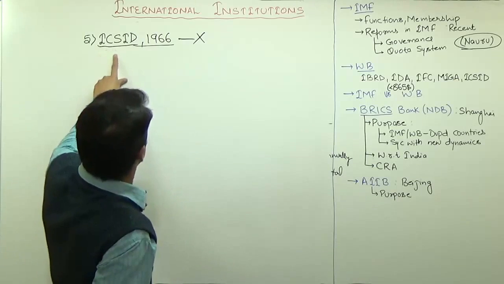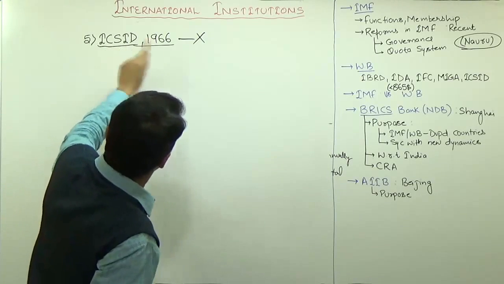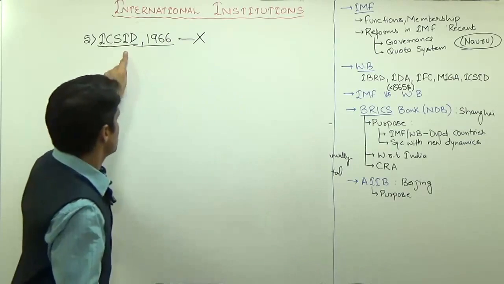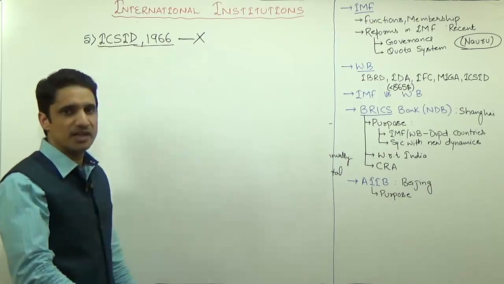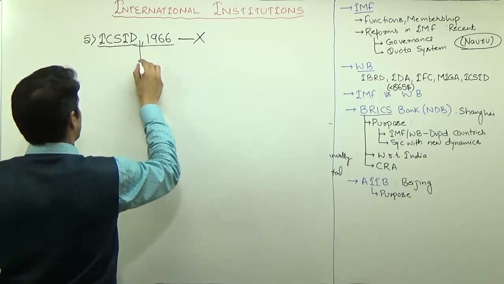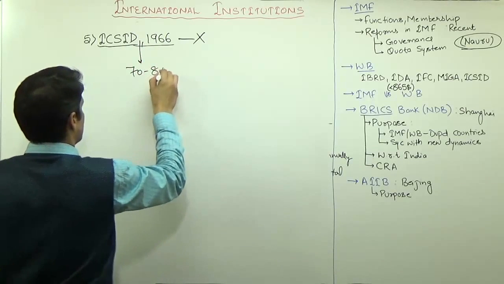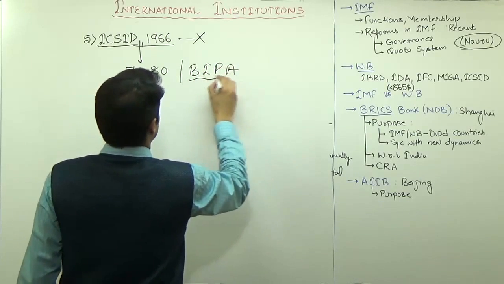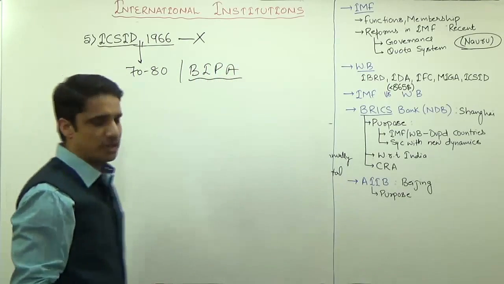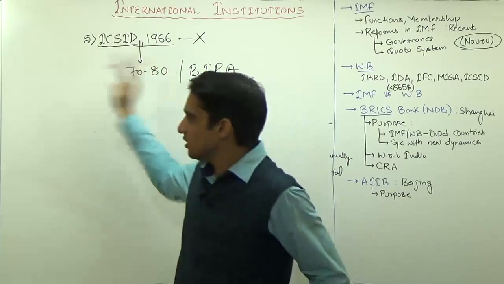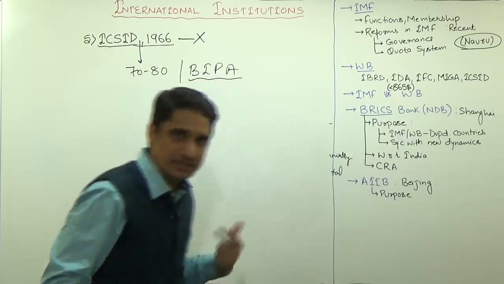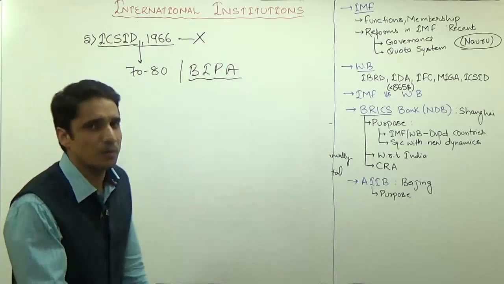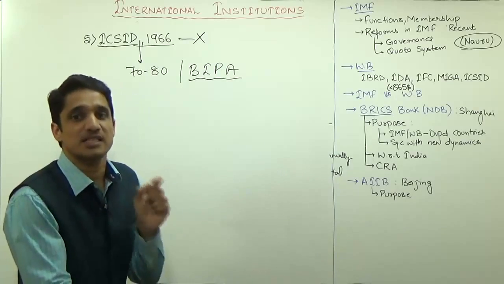ICSID is the International Center for Settlement of Investment Disputes. So if there are some investment disputes, they will be settled by this body. But India is not a member. Why is India not a member? Because India has already signed BIPA, Bilateral Investment and Protection Agreement, with more than 70 or 80 countries. So bilaterally we are solving the issues with the countries rather than having an independent body which is under the World Bank. So India is not a member of ICSID.